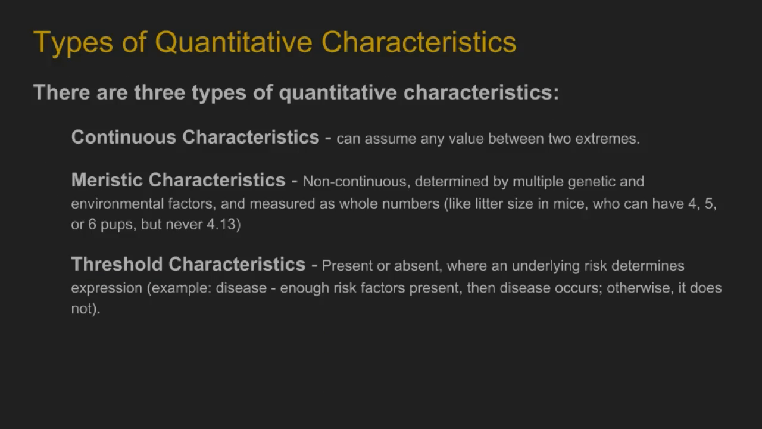There are three types of quantitative characteristics: continuous characteristics, which can assume any value between two extremes; meristic characteristics, which are non-continuous, determined by multiple genetic and environmental factors and measured as whole numbers; and threshold characteristics, which are either present or absent, where an underlying risk determines expression.